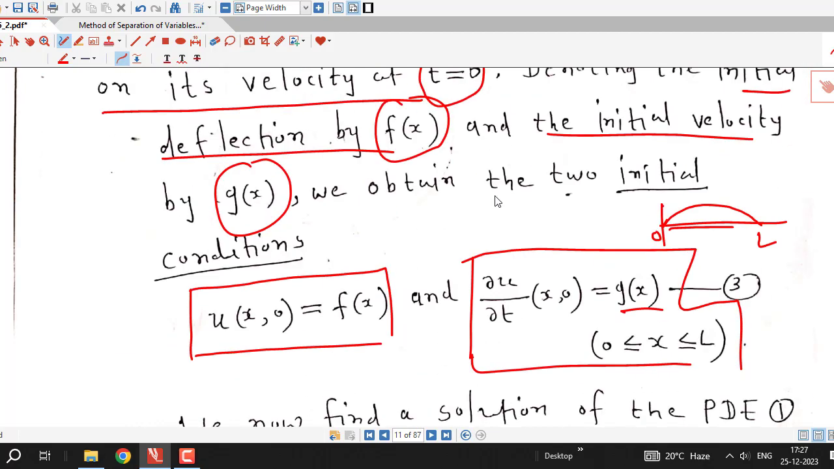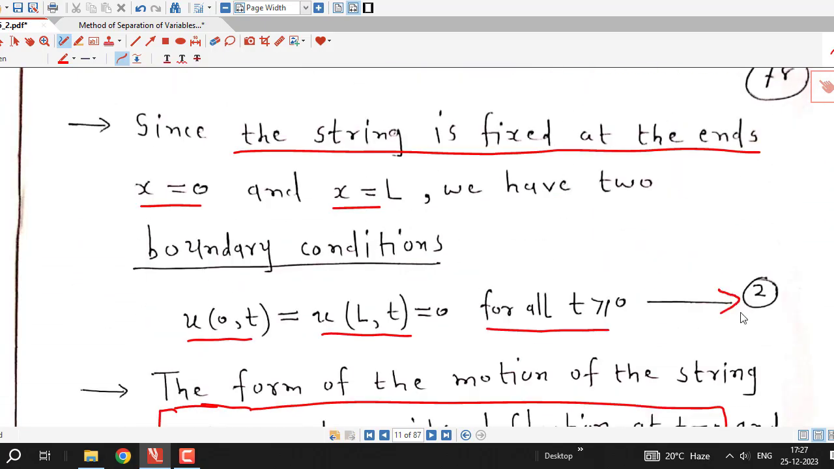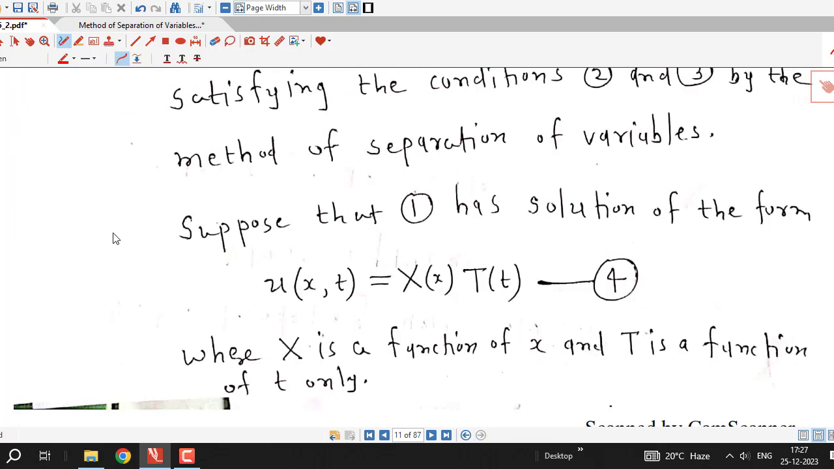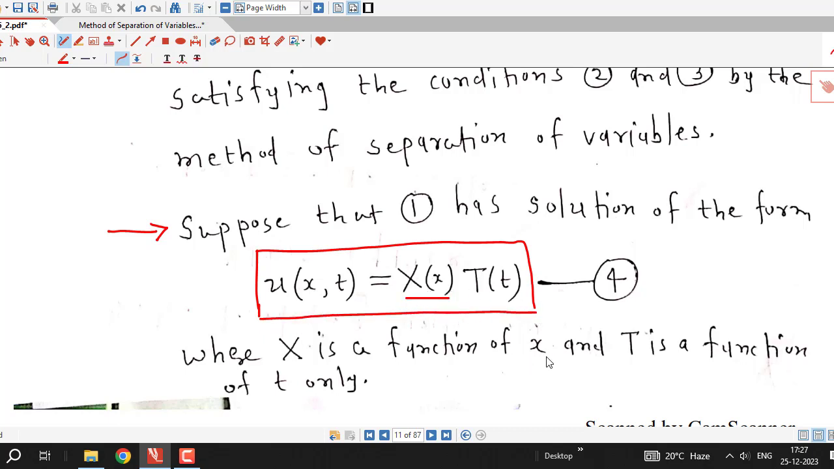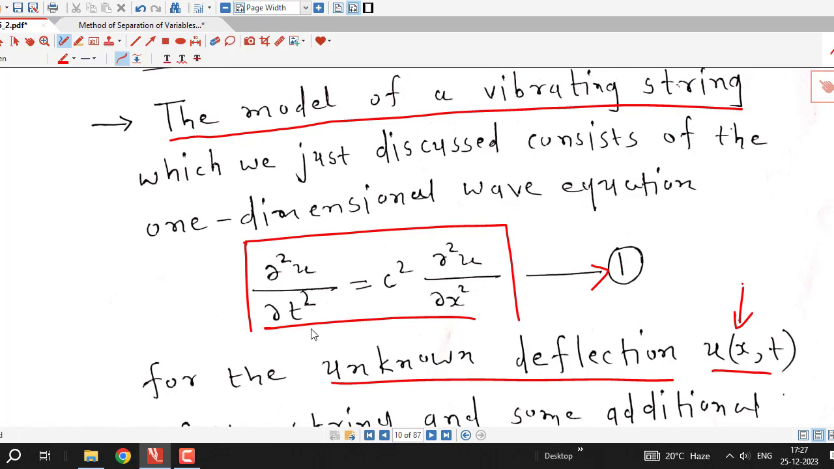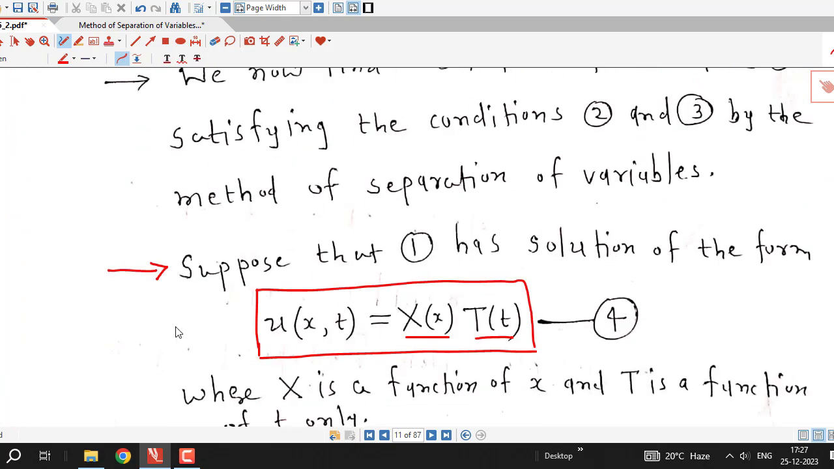Now, we find the solution of this partial differential equation number 1 satisfying the boundary conditions 2 and initial conditions given by number 3. And for the method of separation of variables, we start with the assumption that the solution is in the product form, u equal to X times T, where capital X is a function of x only and capital T is a function of t only. Now, here I have second order partial derivatives of u with respect to x and t. Therefore, I can write down those partial derivatives here. If you differentiate with respect to x, you have to consider t as constant, and the derivative of X with respect to x is denoted by X dash.